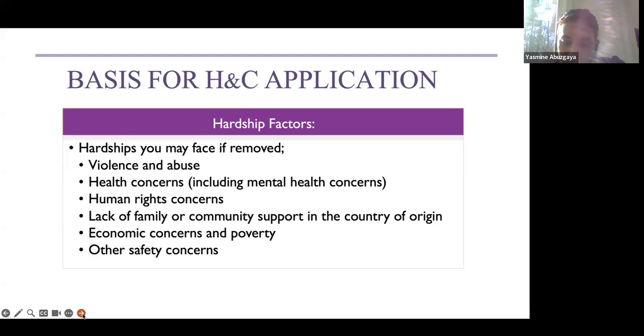It's important to note that those risk factors that are relied upon in refugee claims, such as persecution, risk to life, and cruel and unusual treatment, are not directly considered in agency applications. However, the basis of those risks can be useful and adapted as part of the hardship analysis in the agency application. And it's also important to know that the test for hardship in an agency application is broader than in a refugee claim. Next slide, please.